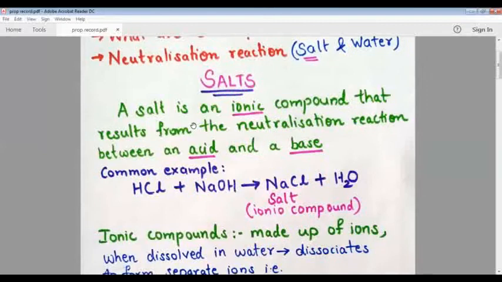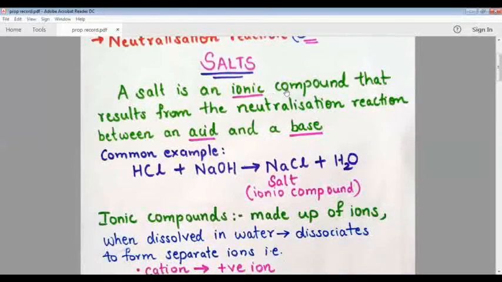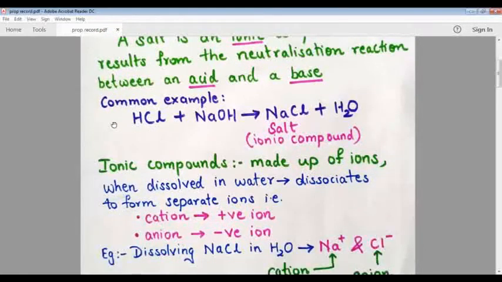Starting with the definition, a salt is an ionic compound that results from the neutralization reaction between an acid and a base. For example, the common example we have taken: when hydrochloric acid reacts with sodium hydroxide, it gives you sodium chloride plus water with the release of energy. Here, sodium chloride is nothing but the common salt, which is an ionic compound.